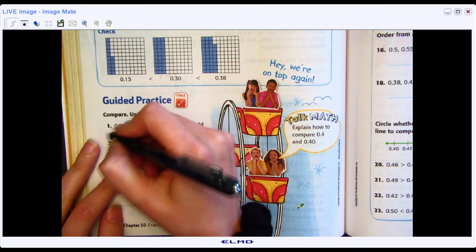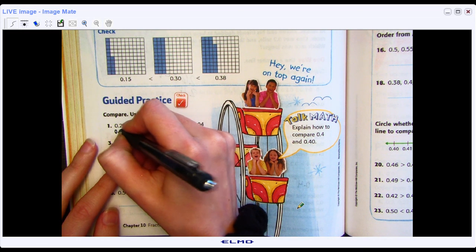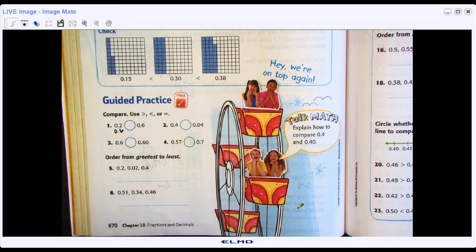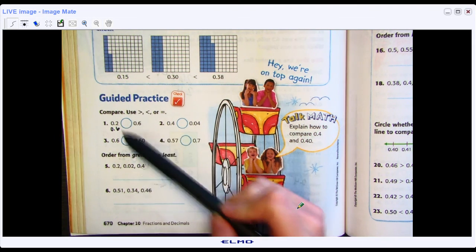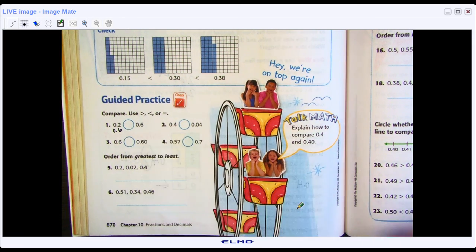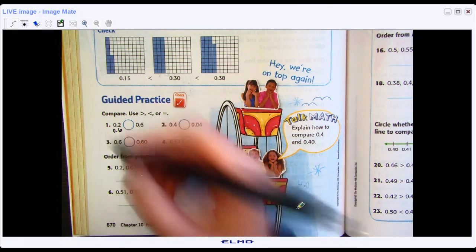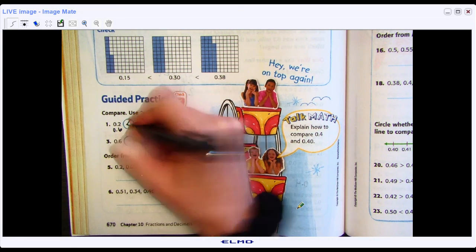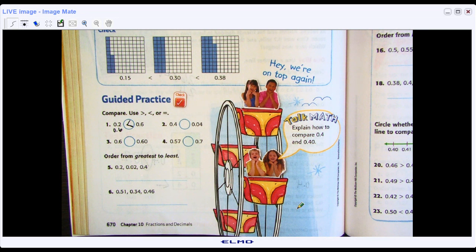Or if you're kind of like me and I like to look at my numbers more vertically, I can see it a little bit better, you can do that too. So now you're trying to figure out which one's bigger, 2 or 6. 6 is obviously bigger, so 6/10 is bigger. So the alligator's mouth is going to go that way.